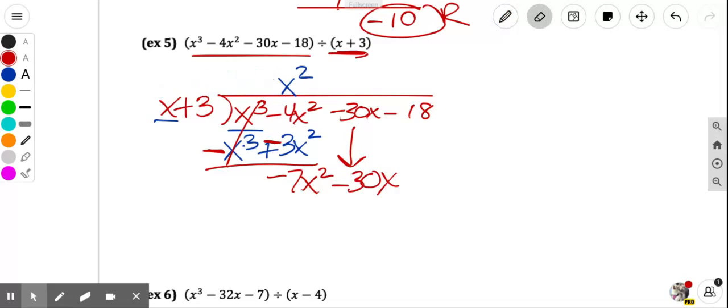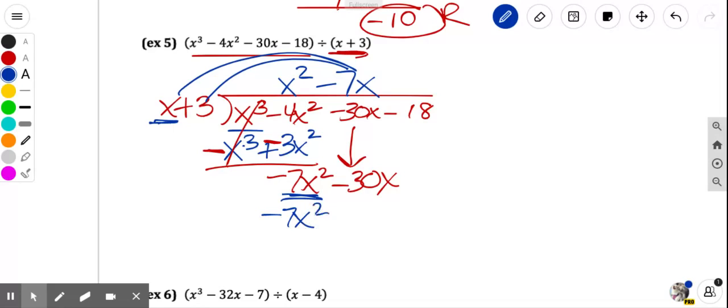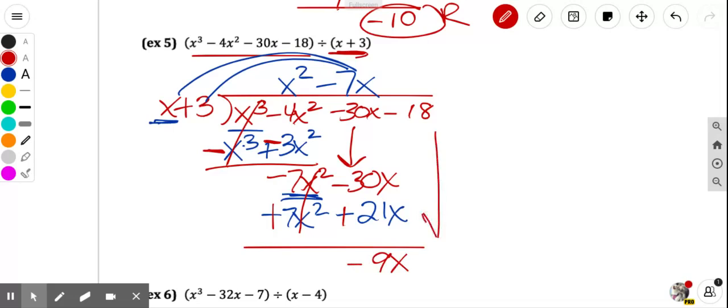Let me erase these lines for us. So what do I multiply x by to get negative 7x squared? I'm going to need a negative 7 and then another x, because x times x is x squared. Now I'm taking negative 7x, just negative 7x, and I'm multiplying it by both of these. So negative 7x times x is negative 7x squared. Negative 7x times 3 is negative 21x. We're subtracting now, so we're changing both signs. Both become positive now. And then we combine. Negative 7x squared and 7x squared are gone. Negative 30x and 21x is going to be negative 9x. And then we bring down this final term.